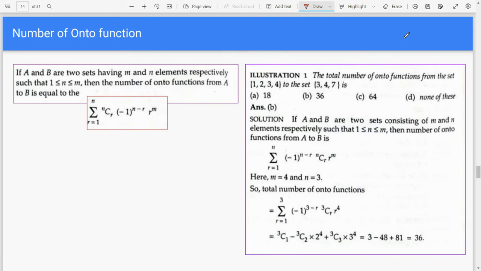So obviously there are ways to find the number of onto functions also. So how to find the number of onto functions? If A and B are two sets having m and n elements respectively, such that n is less than or equal to m.